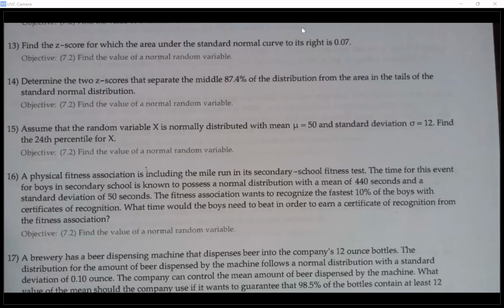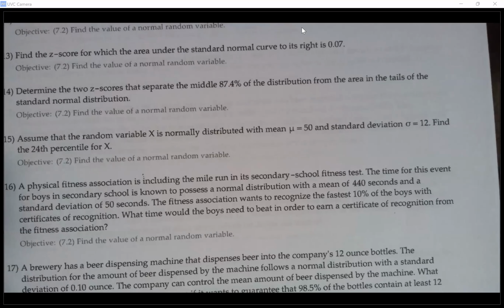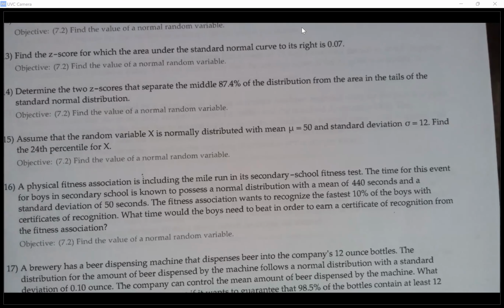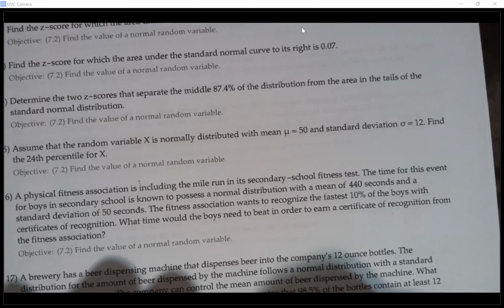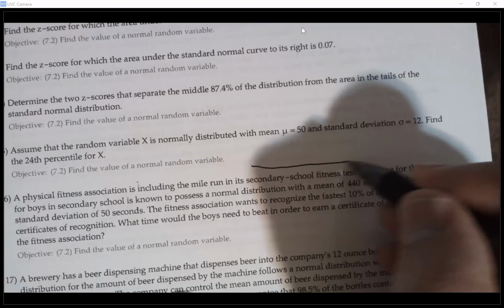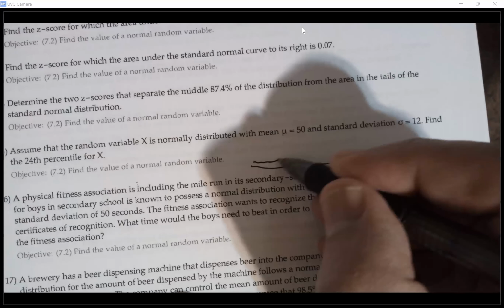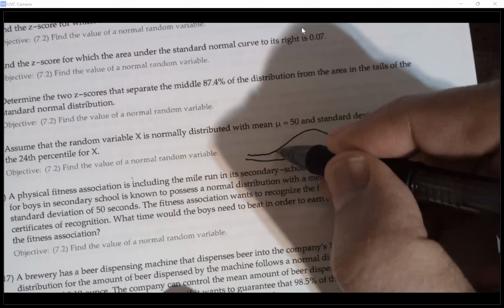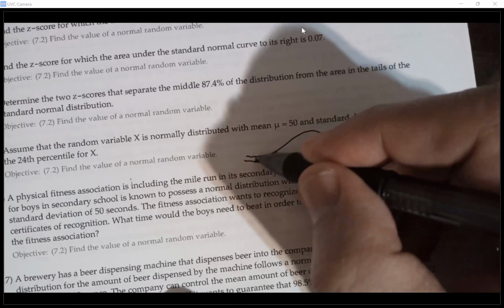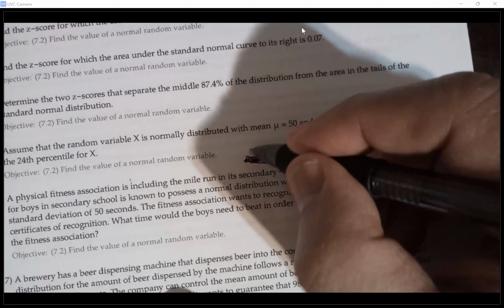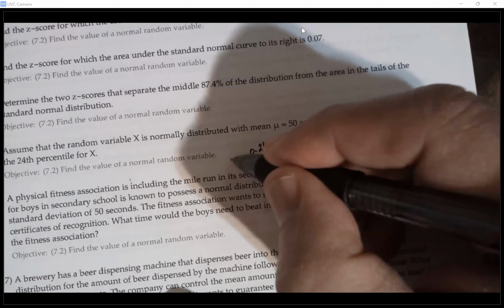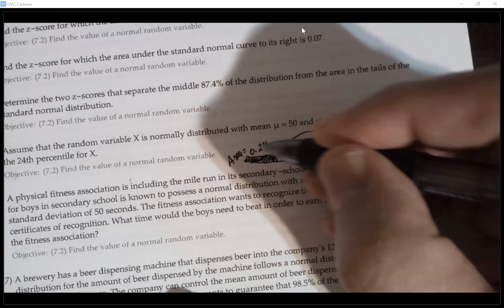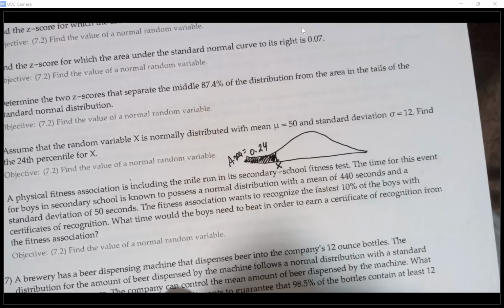15. Assume that the random variable X is normally distributed with a mean of 50 and standard deviation of 12. Find the 24th percentile. Okay, let me tell you what we mean by 24th percentile. 24 percentile, 24%. You just shade the 24% at the very beginning. So this is 0.24 area. And we need this X value right here.